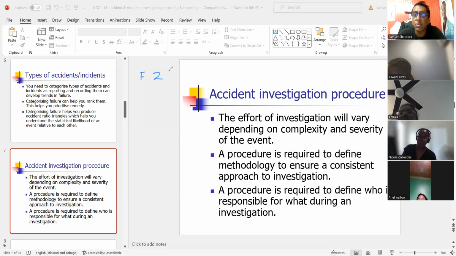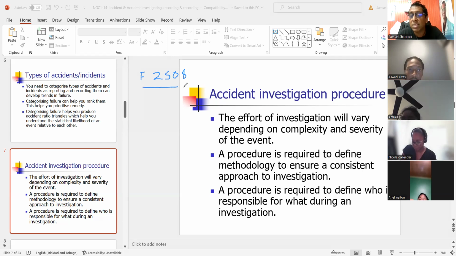Again, I don't know how enthusiastic you all are. I sometimes ask you all to put things in the chat. I sometimes see it, sometimes I don't see it. But if anybody researches it, just put it in the chat. So this is the accident investigation form in the UK, or the reporting form in the UK.